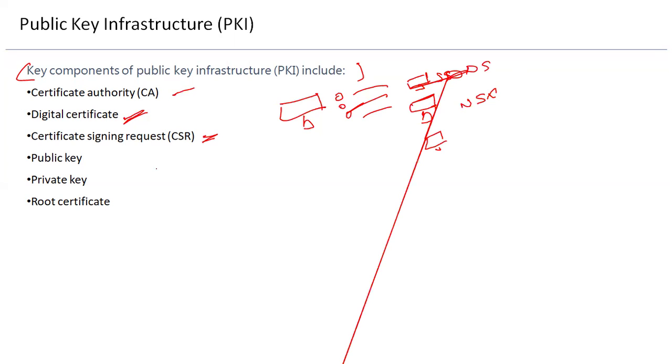Then public and private keys, which are the primary part of the certificate itself. The private key secures your contents and the public key secures the private key. Then the root certificate, which is primarily the certificate for your certificate authority.